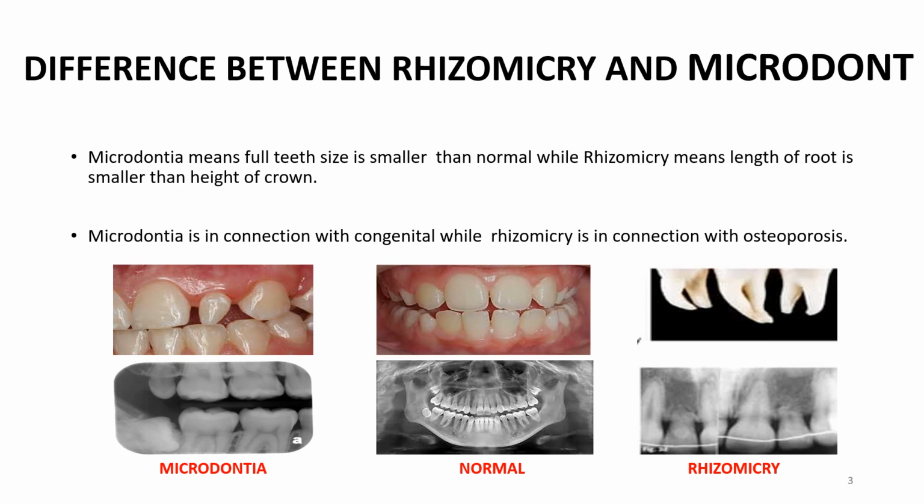In the center we can see a normal tooth with a normal crown size and root. On the left hand side is microdont. In the clinical picture we can see the crown of the tooth is smaller. In the radiograph we can see the crown and the root are both smaller in size. While on the right hand side is rhizomicry, in which only the root size is smaller, which is clearly seen in the radiograph, in which the crown size seems to be normal while the root is smaller in size.